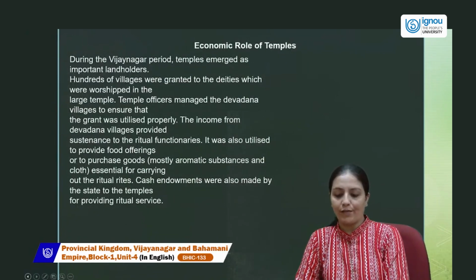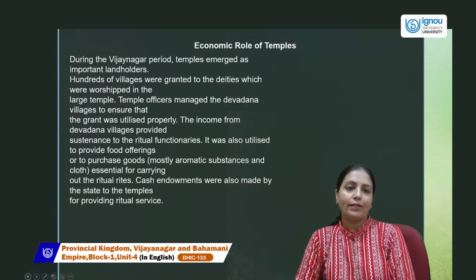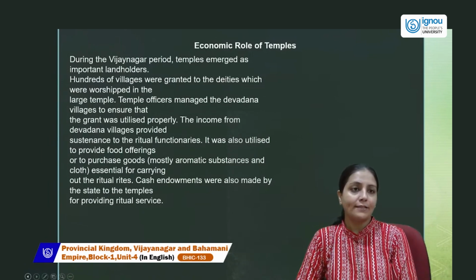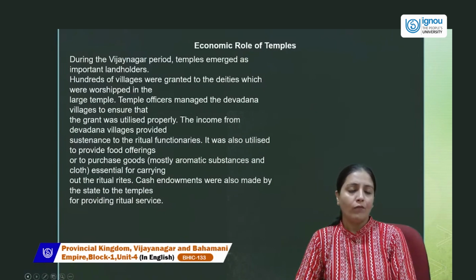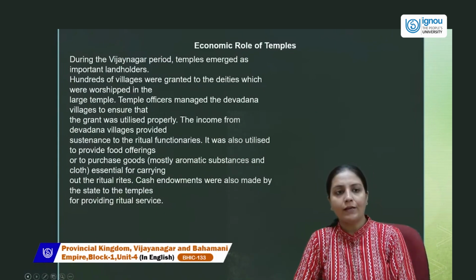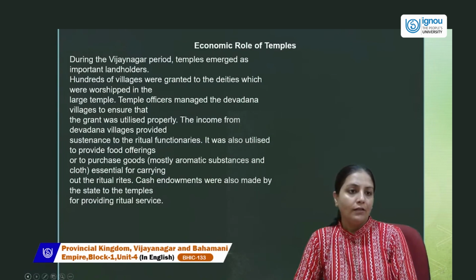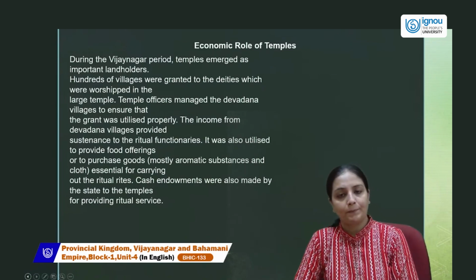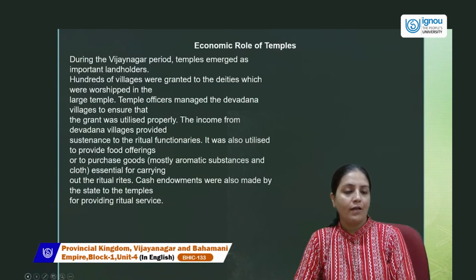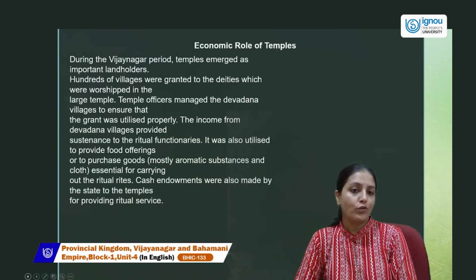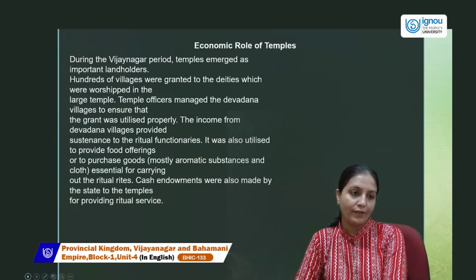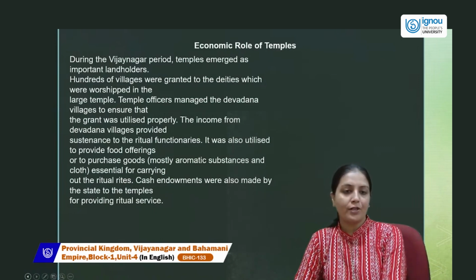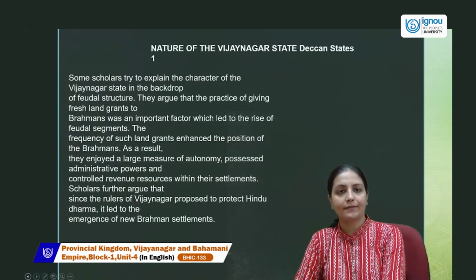Next, the economic role of temples at that time. During the Vijayanagar period, temples emerged as important landholders. Hundreds of villages were granted to the deities worshipped in the large temples. Temple officers managed Devadana villages to ensure that the grant was utilized properly. The income from Devadana villages provided subsistence for ritual functions. It was also utilized to provide food offerings and purchase goods essential for carrying out the ritual rites.